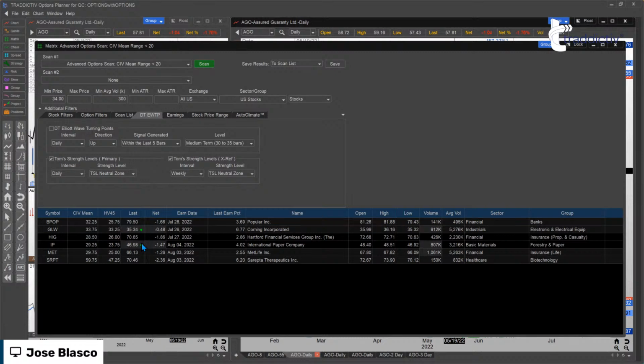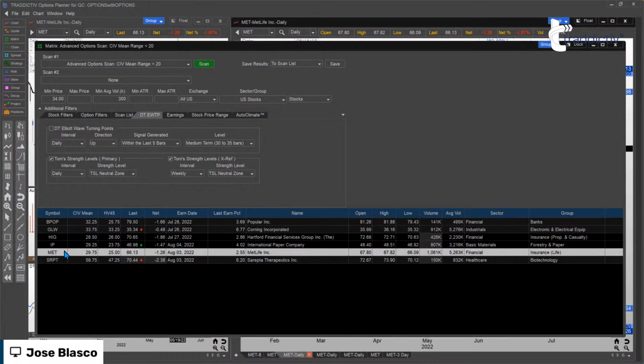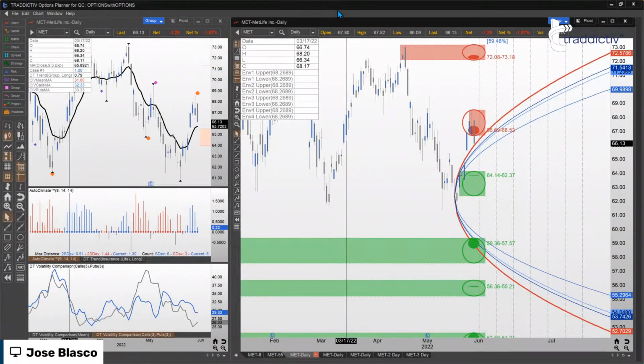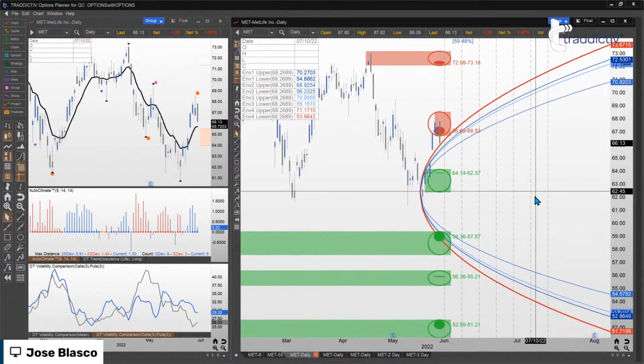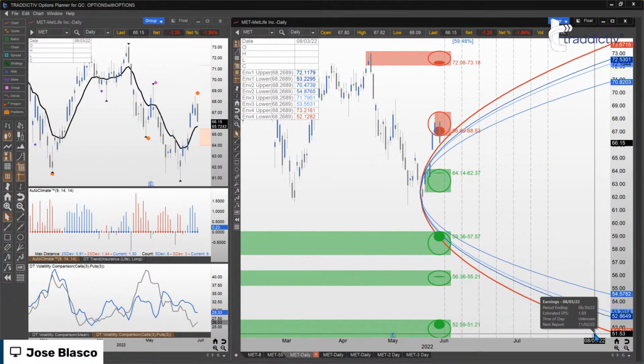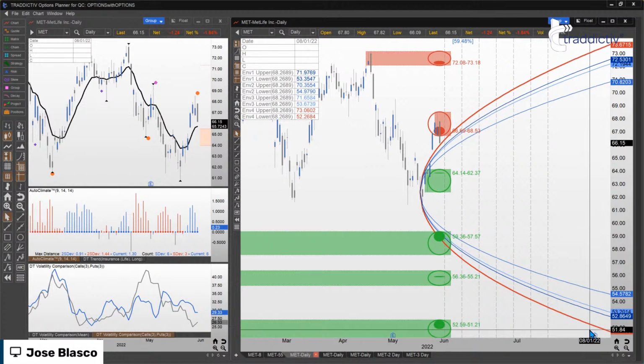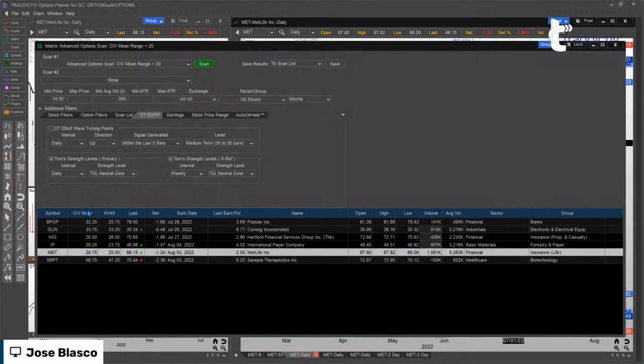Yeah, some of the stocks are not too liquid. Let's take a look at MedLife, $66 per share. Okay, so earnings. Earnings are happening on August 3, but we don't have an expiration date lining up with earnings, so I cannot do this one.